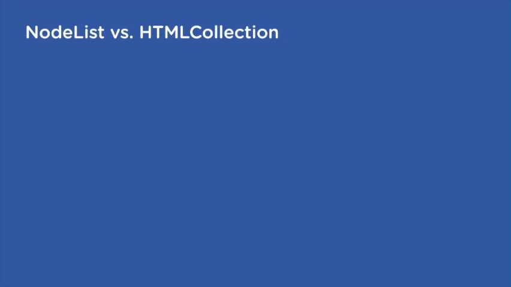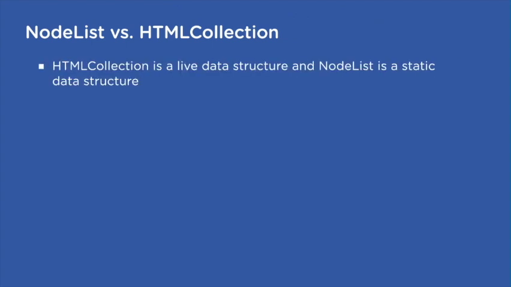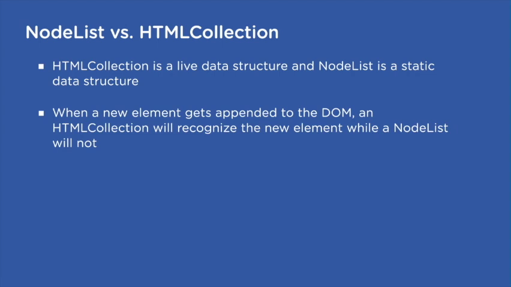The main difference to remember between an HTML collection and a node list is that an HTML collection is a live data structure and a node list is a static data structure. An HTML collection automatically updates each time it detects a change in the items retrieved by a method. A node list remains the same, no matter the changes that occur in your HTML. In other words, every time a new element gets appended to the DOM with JavaScript, for example, an HTML collection will recognize the new element, while a node list will not.